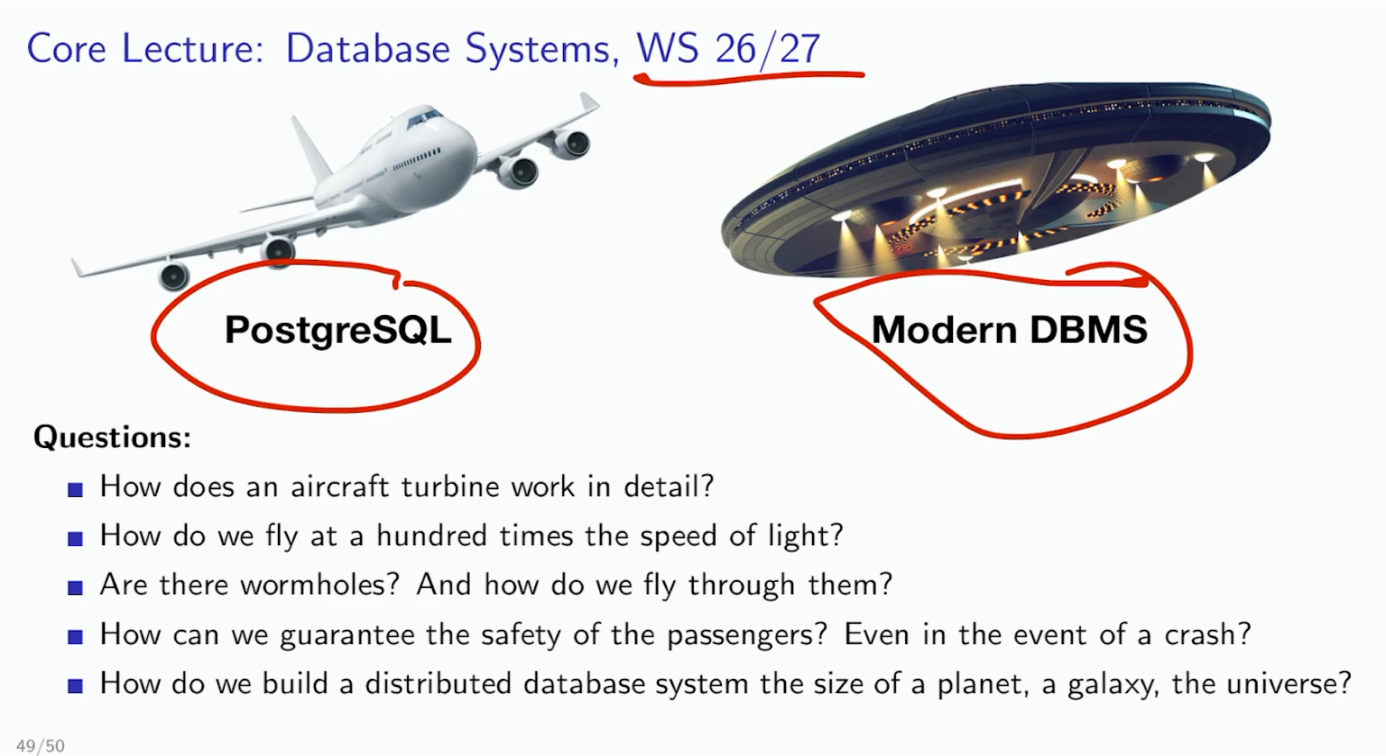So we look at things like how does an aircraft turbine work in detail? How do we fly at 100 times the speed of light? Are there wormholes and how do we fly through them? How can we guarantee the safety of the passengers, even in the event of a crash in a wormhole? How do we build a distributed database system the size of the planet, a galaxy, or the universe? So all things that are super relevant to your future career, of course. I'm just kidding, but I think there's a lot of interesting technology out there I couldn't show in this lecture.